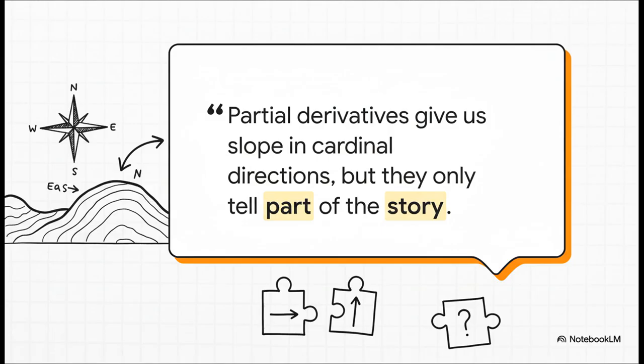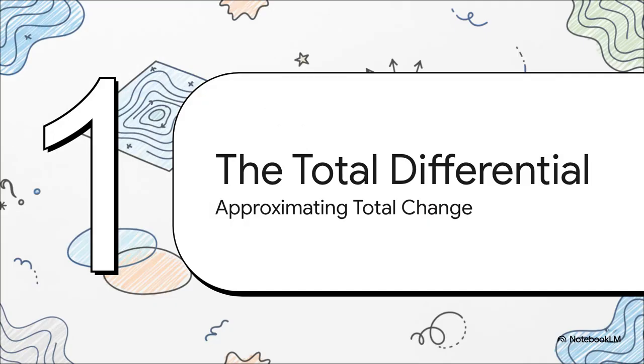But, and this is a big but, here's the catch. Knowing the slope to the east and the slope to the north is great, but it doesn't tell you the slope if you decide to walk, say, northeast. Partial derivatives, they only tell part of the story. To get the full picture, to understand change in any direction, we need to combine our partial derivatives. And that brings us to our next tool, the total differential.